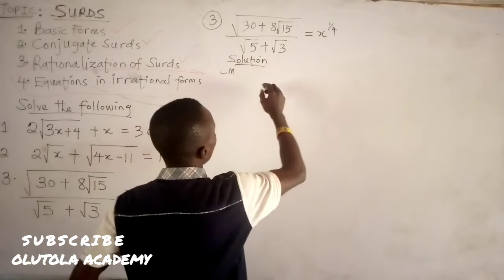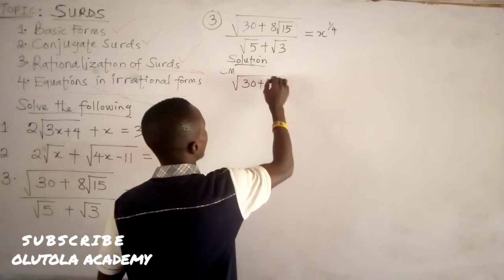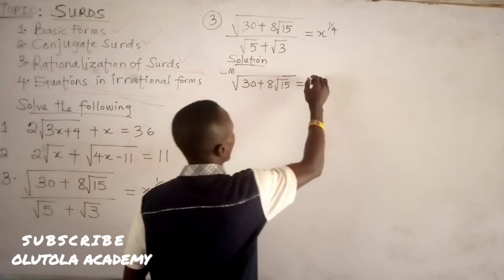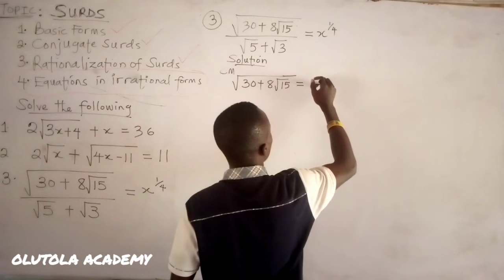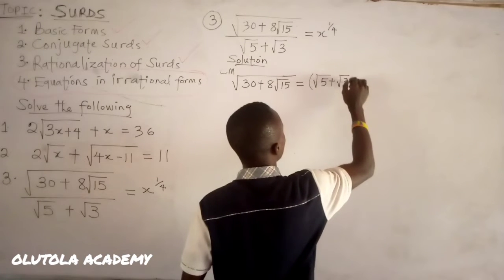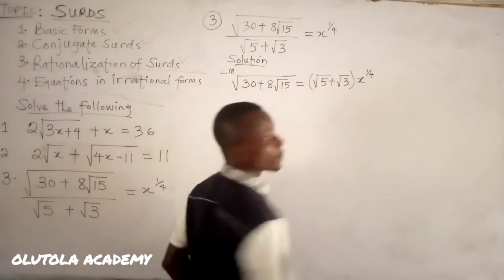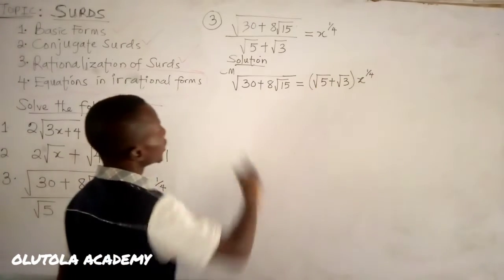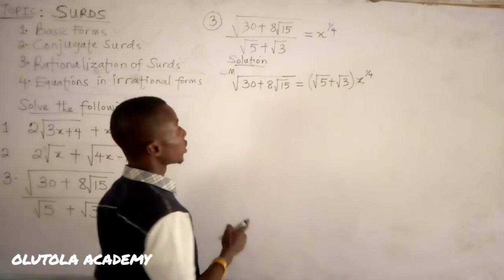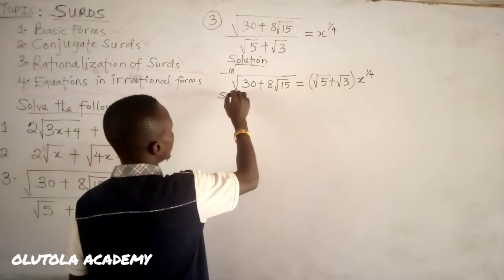When I cross multiply, I have √30 + 8√15 equals, this goes with this, we have (√5 + √3) multiplied by x^(1/4). So that's cross multiplication. Then I'll see how I can get this square root out. I will square both sides.